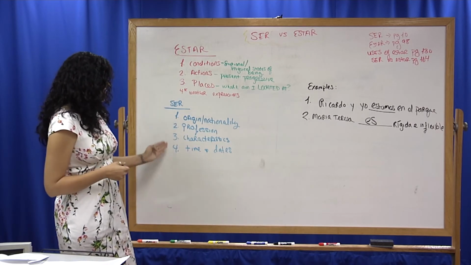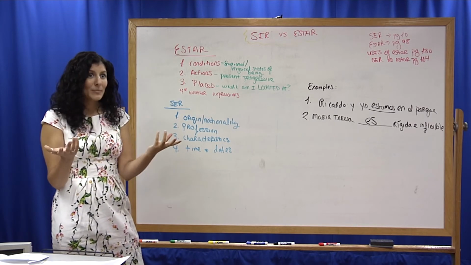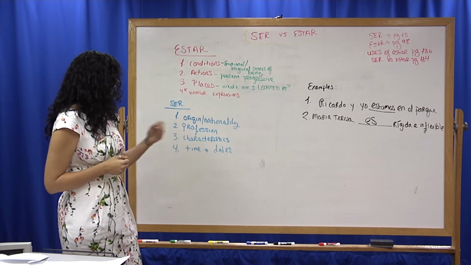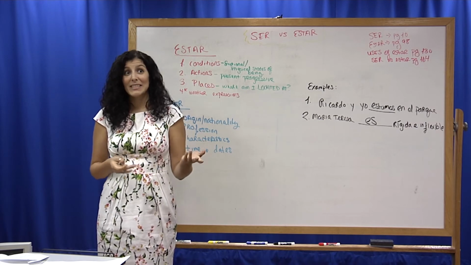Here are 4 categories that it's important to remember will always use ser. So these are just some kind of quick notes for you. Origin and nationality, profession, characteristics, and time and dates. Again, there's a more extensive list in your book.